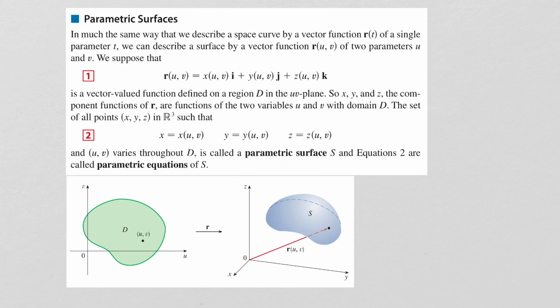The function r is going to be a function that has three component functions, x, y, and z, and each of these component functions will be a function of two parameters, which we commonly call u and v. This is a vector valued function defined on a region D in the uv plane. So x, y, and z, the component functions of r, are functions of the two variables u and v. And again, this defines a parametric surface S in R3. And these equations, x, y, and z, are called the parametric equations of the surface.